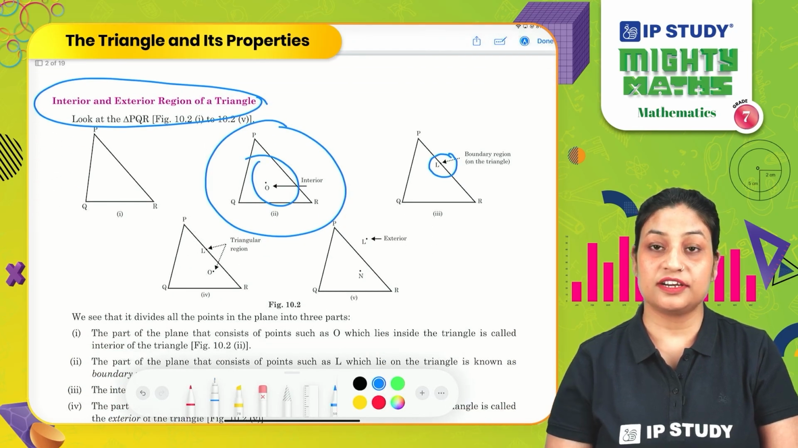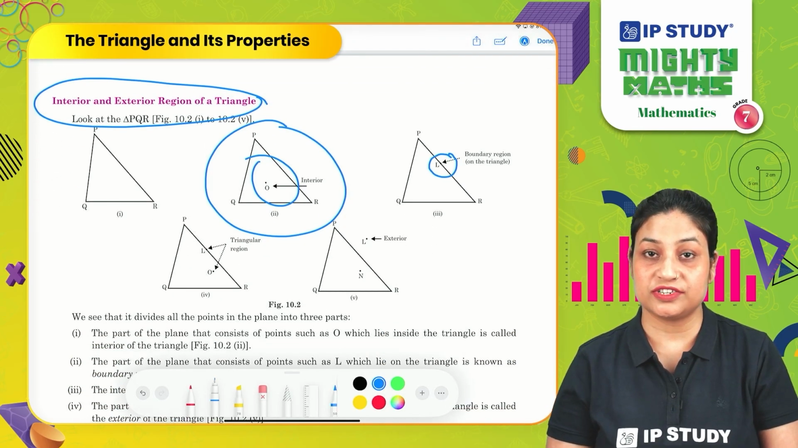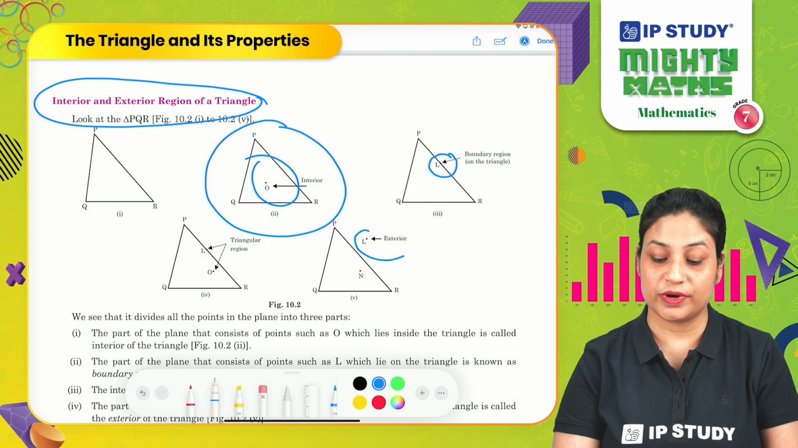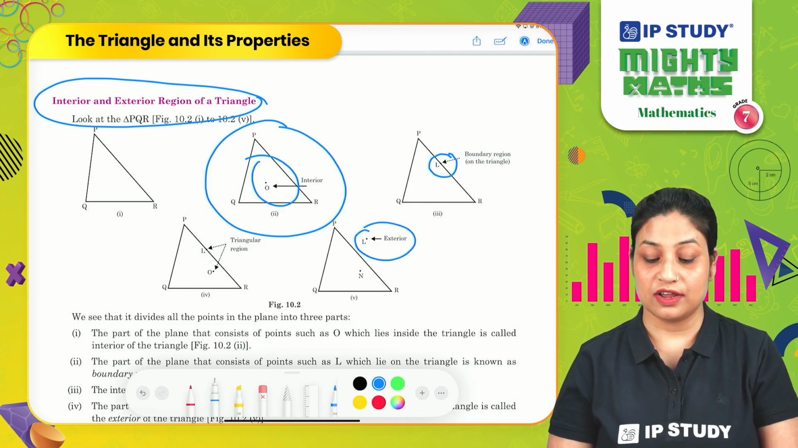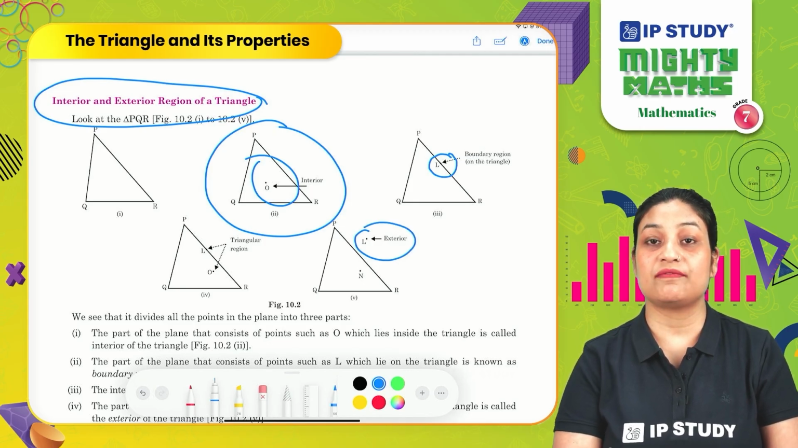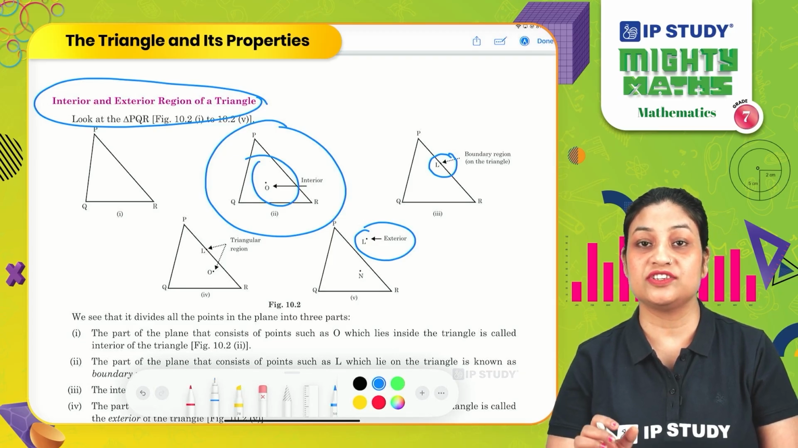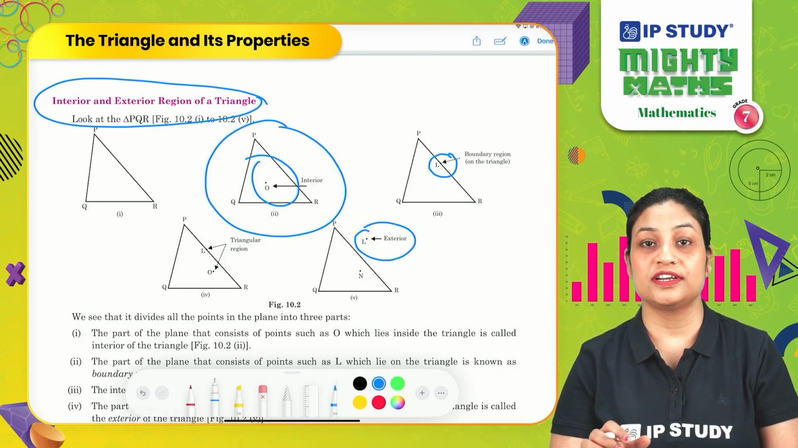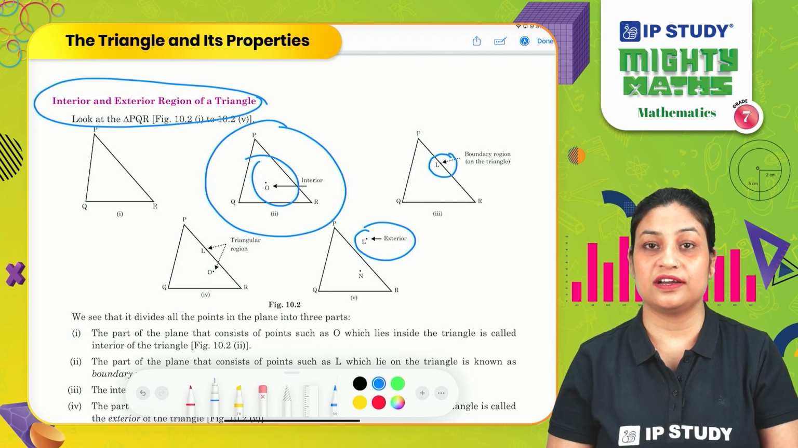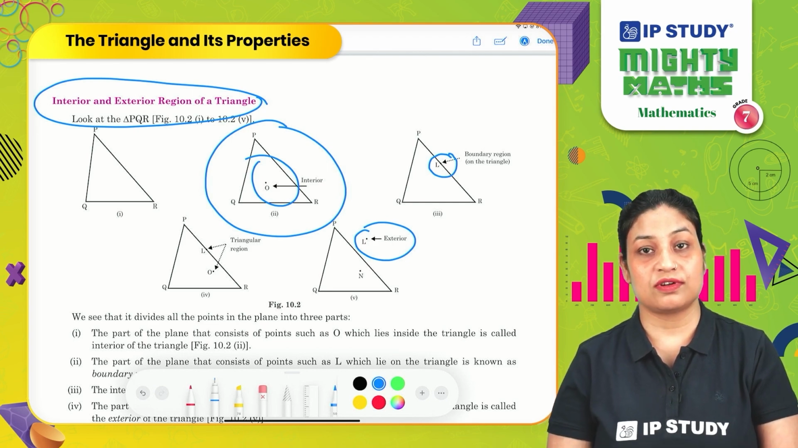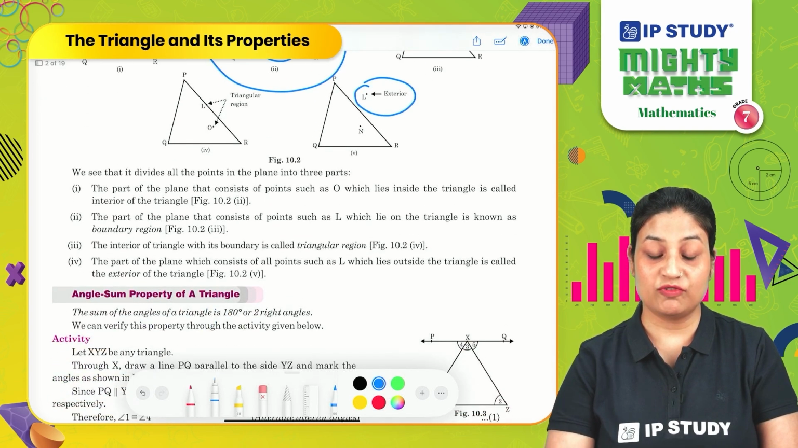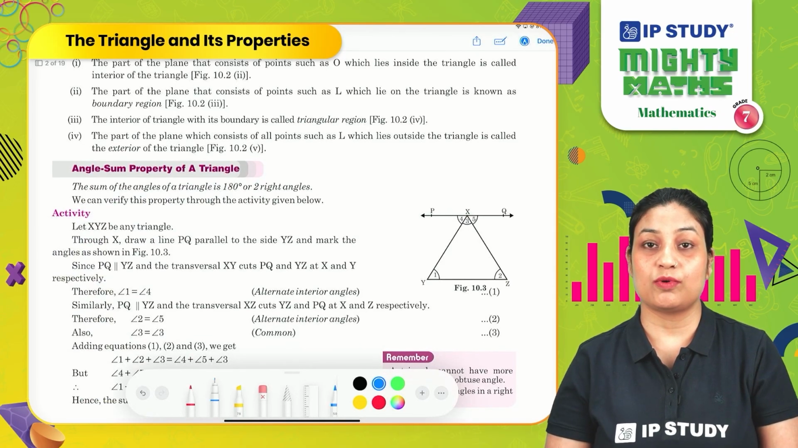Now, there are certain points that can also be taken outside the triangle, like point L over here is taken outside this triangle. So, whatever region we have outside any triangle, we call it exterior region. And whatever region is enclosed by the triangle, we call it interior region of that triangle. So I hope you have understood this concept. Now, let me move forward.